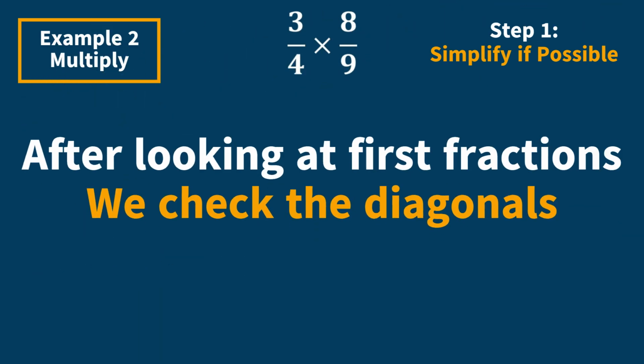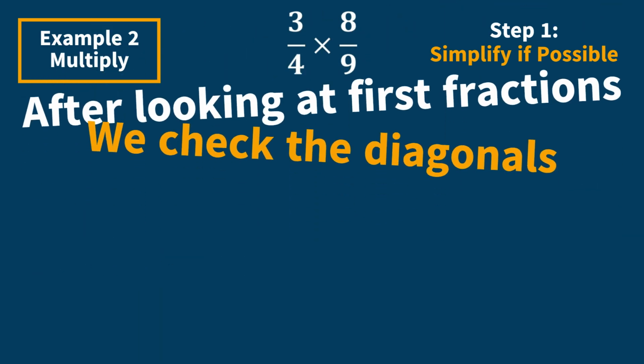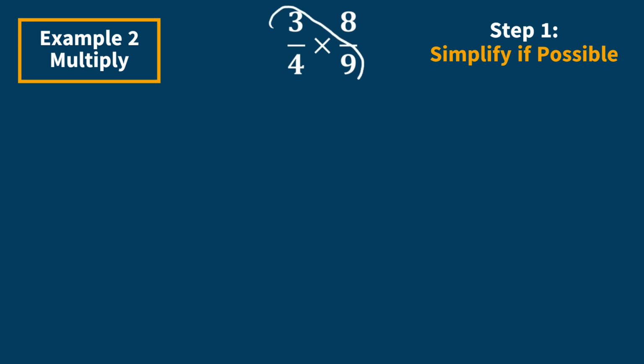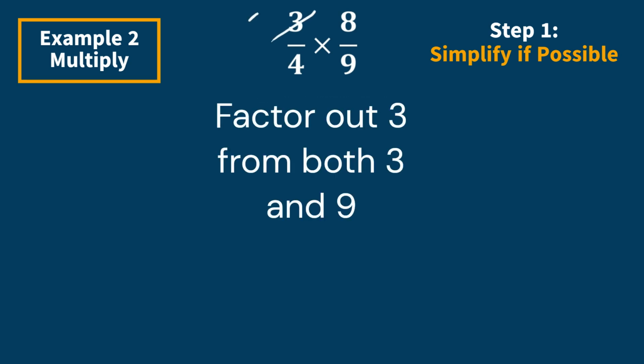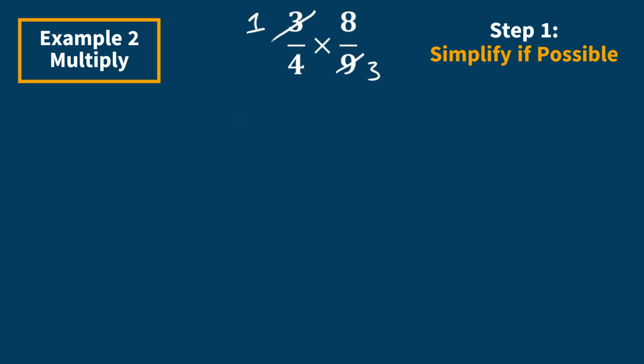And now we look at our diagonals. So, I'm looking at the 3 and the 9 first. The 3 and the 9, they do share a factor, and that factor is 3. So, if I were to take out a 3 from the 3, I would have 1 remaining. And if I were to take out 3 from the 9, I would have 3 remaining. So, that diagonal has been simplified.